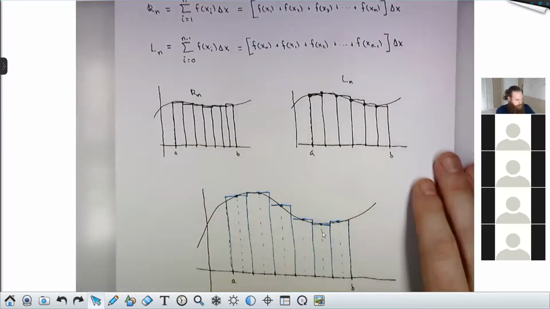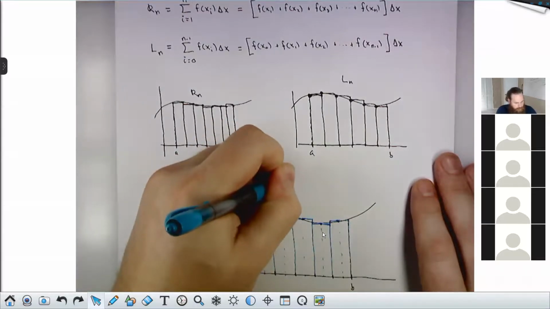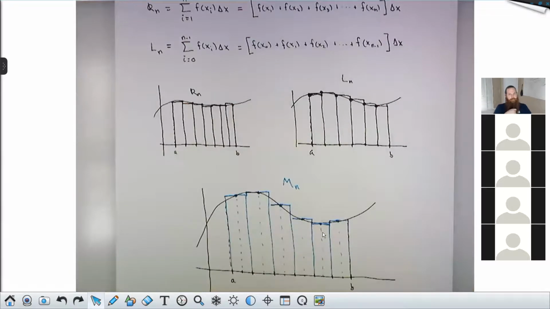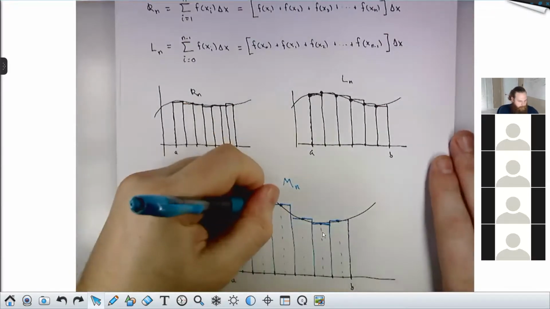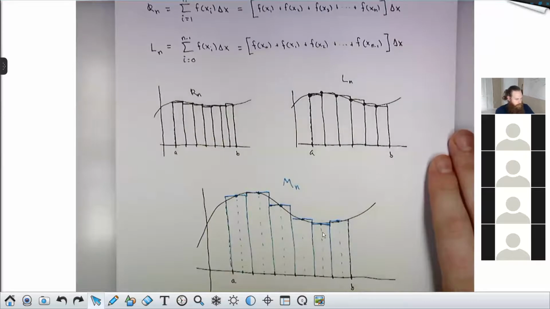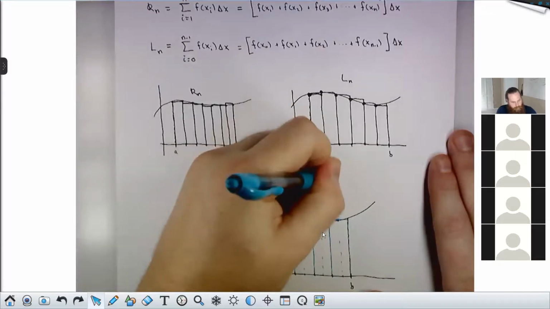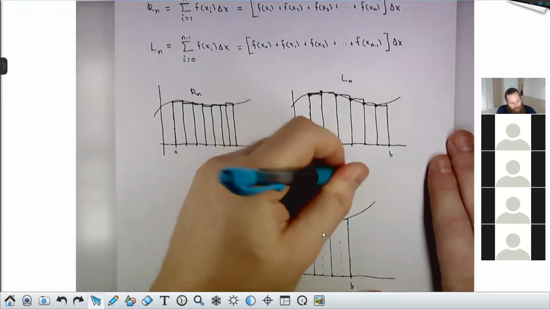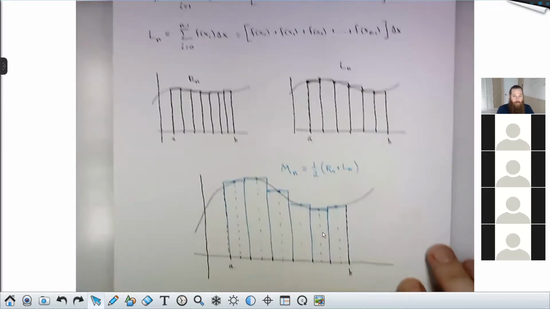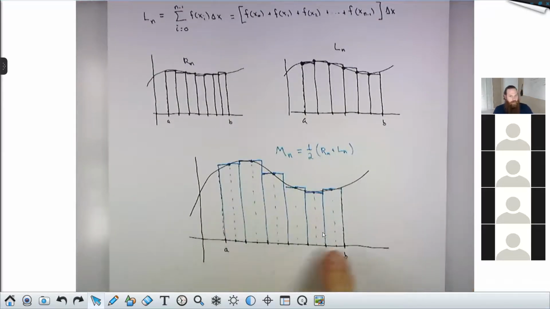This is the picture for Mn. And Mn happens to be the average of Rn and Ln. Now, finding each of these midpoints is kind of a pain. So usually, if we want Mn, we'll find Rn and Ln and then calculate their average. But it's up to you.